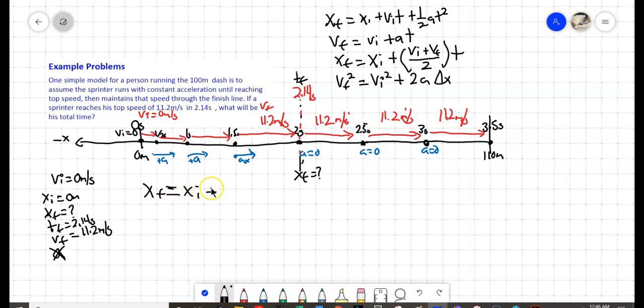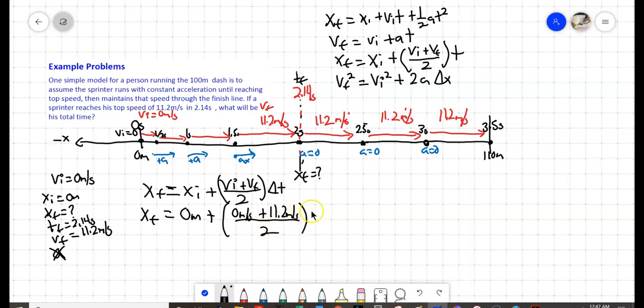x initial plus vi plus vf, and luckily those are both positive. Well, one of them is 0, and this is delta t. Okay, so x final is what we're trying to solve for, so we don't have to use any algebra. Our initial position is at 0 meters, plus our initial velocity is 0 meters per second. Our final velocity is to the right at 11.2 meters per second. And this is divided by 2. And delta t is going to be from 2.14 seconds, and you started out at 0 seconds.